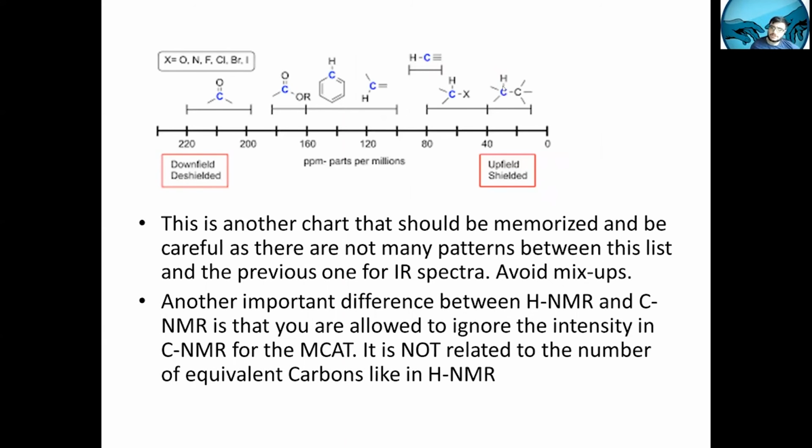And this is what it looks like. Depending on what kind of carbon bond you have, whether it's carbon double bond O, like a ketone, an ester, benzene ring, a double bond, a triple bond, a bond with a halogen, or just a regular single bond, each has a different position on the x-axis in parts per million. Again, this is another chart that you have to just memorize, and that's it.